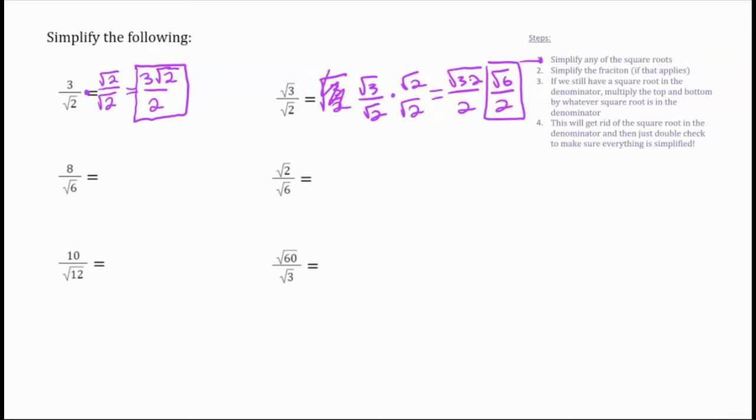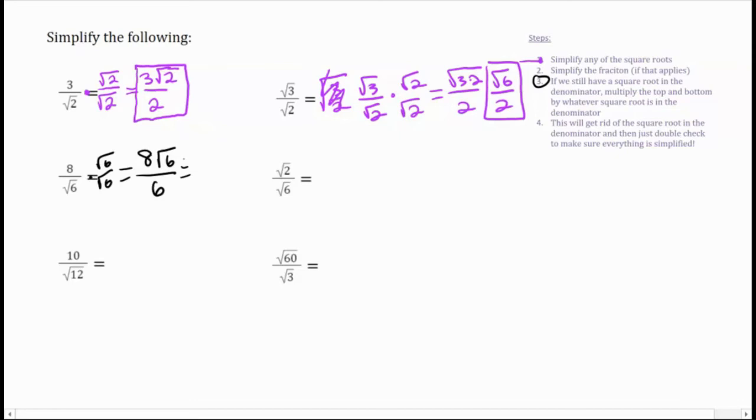The next set here with the square root of 6 on the bottom, same thing here. I can look at this as 8 over the square root of 6. I can't simplify this fraction at all. I cannot simplify the 8 and the 6 because 8 is on the outside of a square root, 6 is on the inside of the square root. So really I just move straight to my third step here, where I multiply the top and the bottom by the square root of 6. The top just becomes 8 times the square root of 6. The bottom becomes 6.